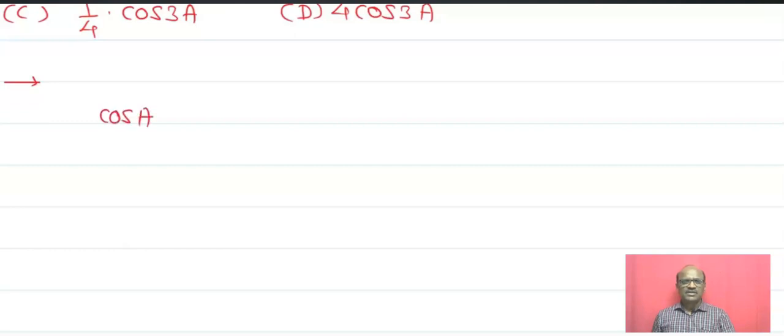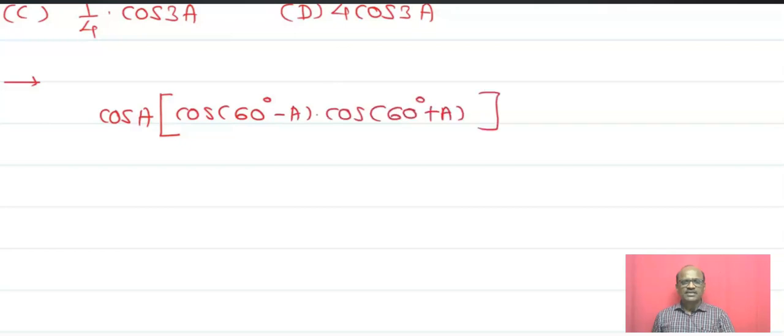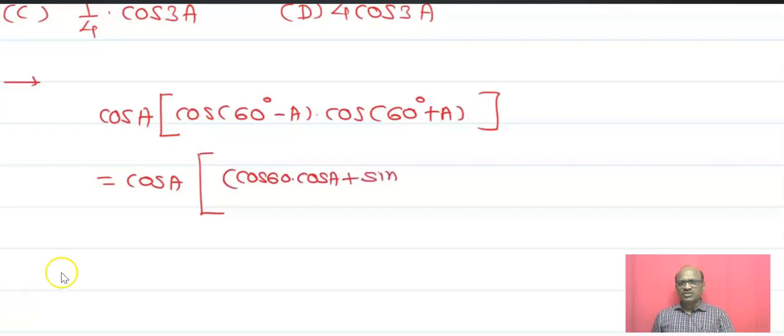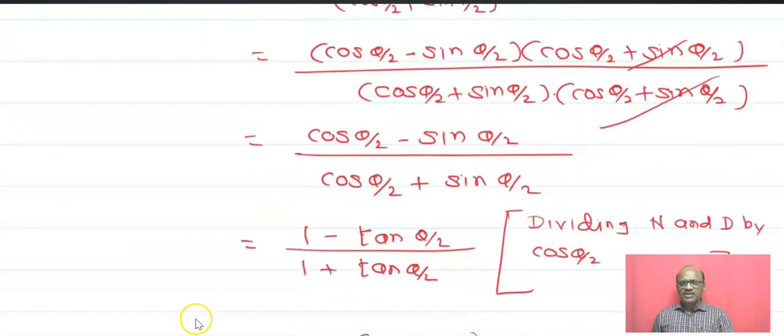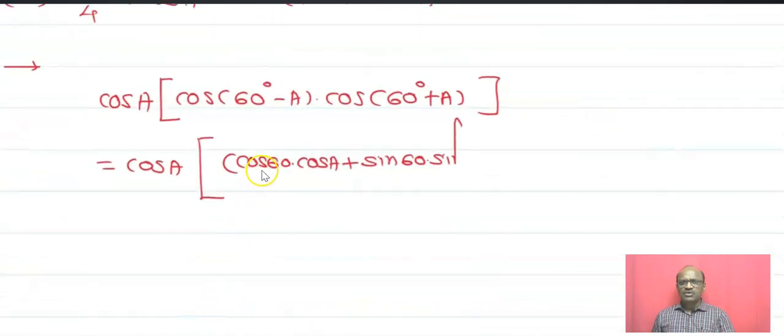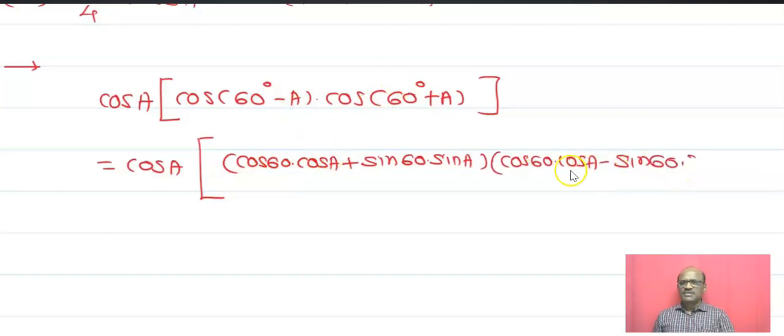See this, the answer of this. Cos of A, cos of 60 minus A into cos of 60 plus A, cos A in bracket. Now the expansion of this: cos of a minus b is equal to cos a cos b plus sin a sin b. Here a is 60, and here b is as it is A. Again the expansion of this: cos 60 cos A minus sin 60 sin A.